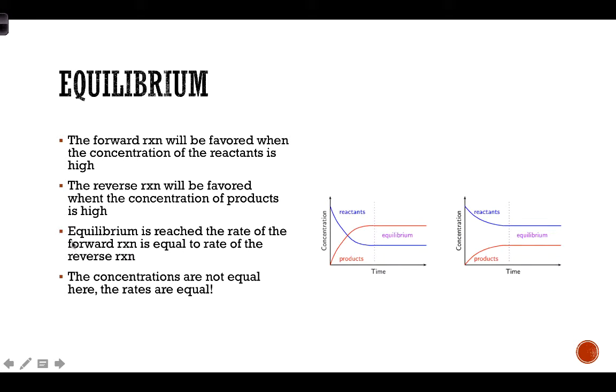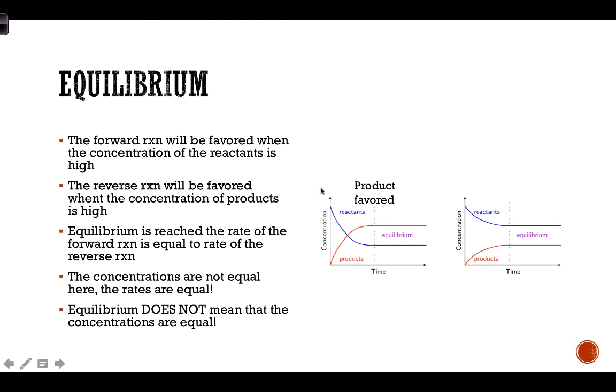Now, this does not mean that they're at the same concentration. It means that the rate at which I'm making the products is the same as the rate that I'm making the reactants. So when I look at this graph right here, I have concentration on the y-axis and time right here. As the reaction starts, I'm starting with all reactants, so it's starting at a high concentration, and then I'm moving forward to make more products. As this line goes down, the product line is going up because I'm increasing my concentration. In this particular reaction, my concentration ends with more products than reactants. So we would say that this is a product favored reaction.